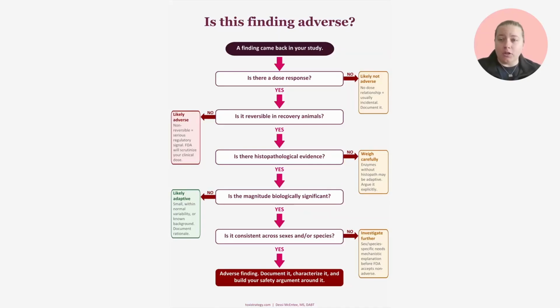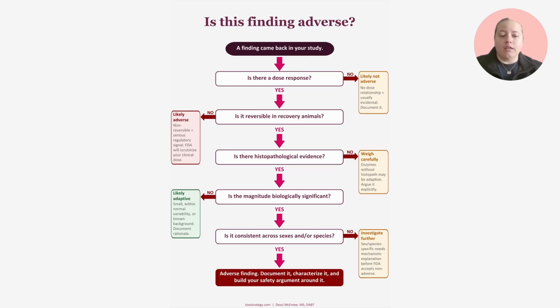Adverse effects can literally make or break your program. Today we're talking about how we decide whether a finding in a tox study is adverse or not. I have a little flow chart here that you can see, and we're going to go through it. There are typically about 5 things we use to decide whether an effect is adverse. And when we talk about an effect or a finding, we're talking about a test article related finding.